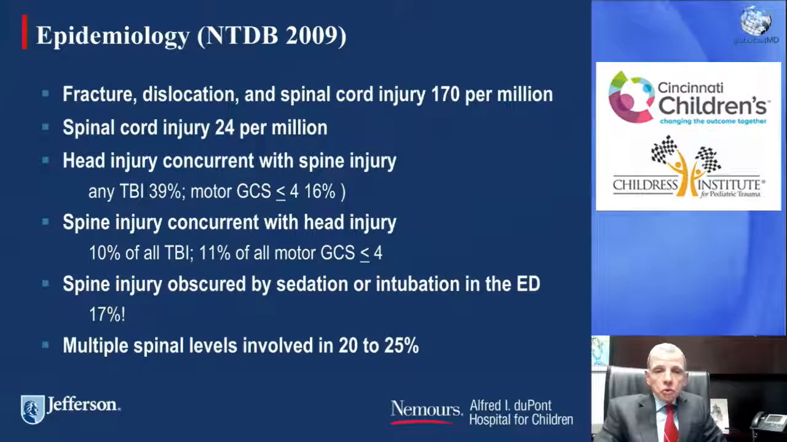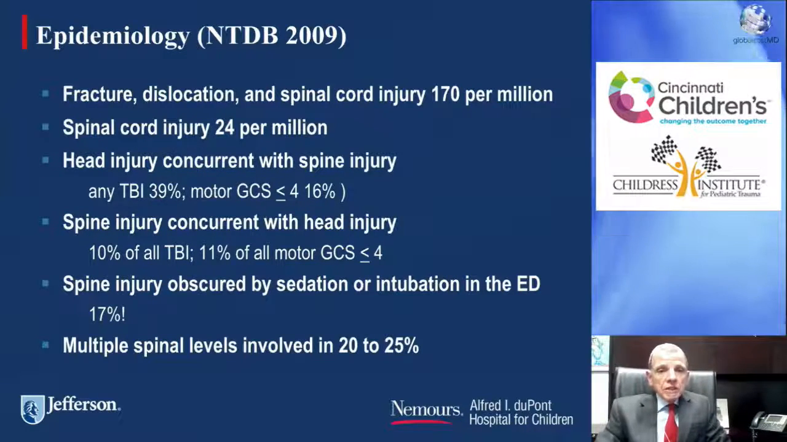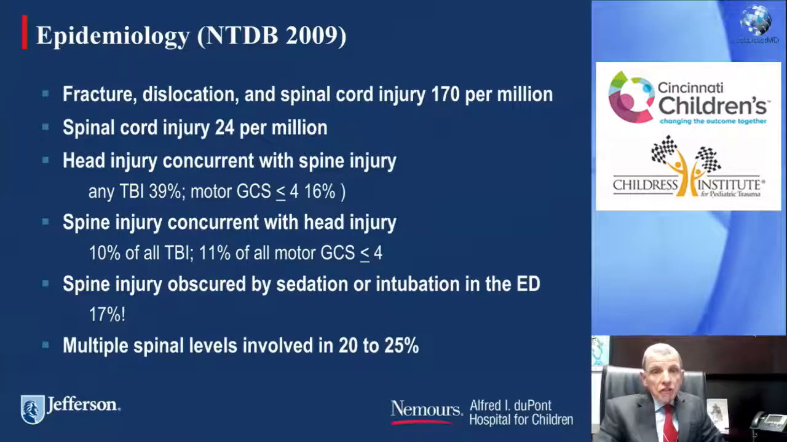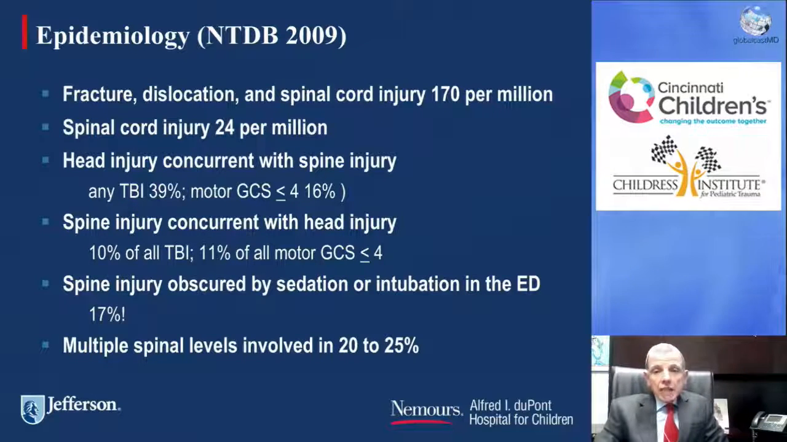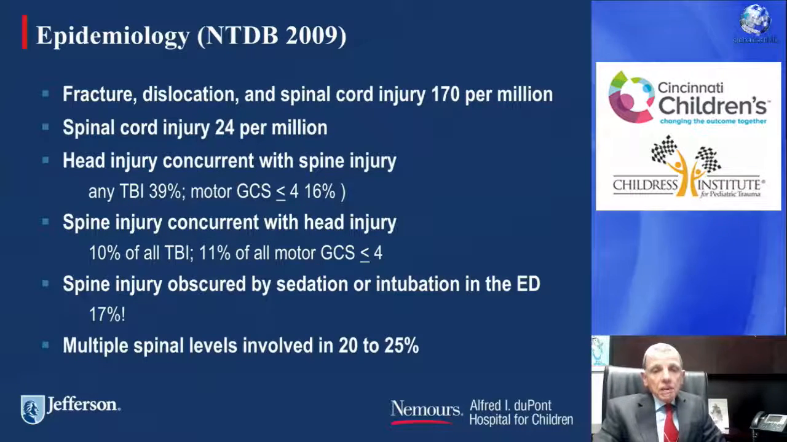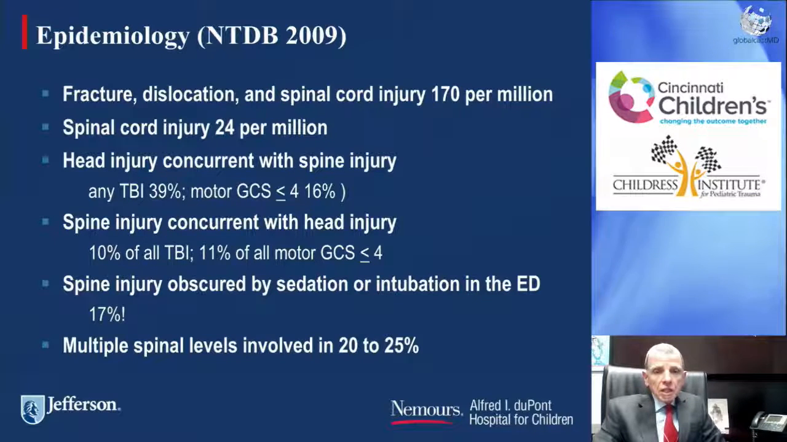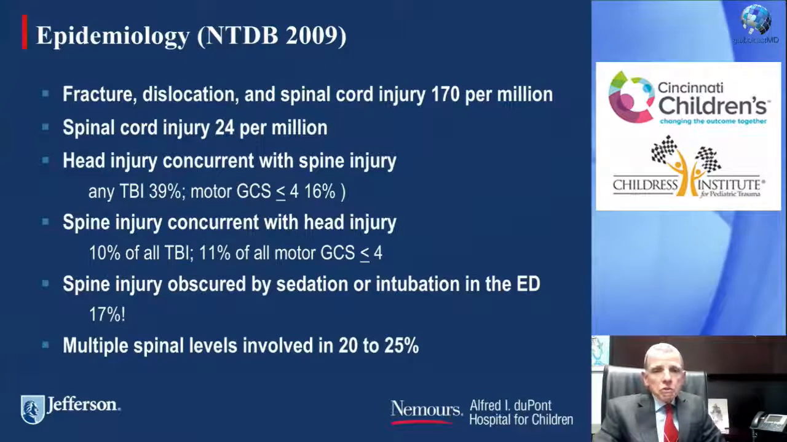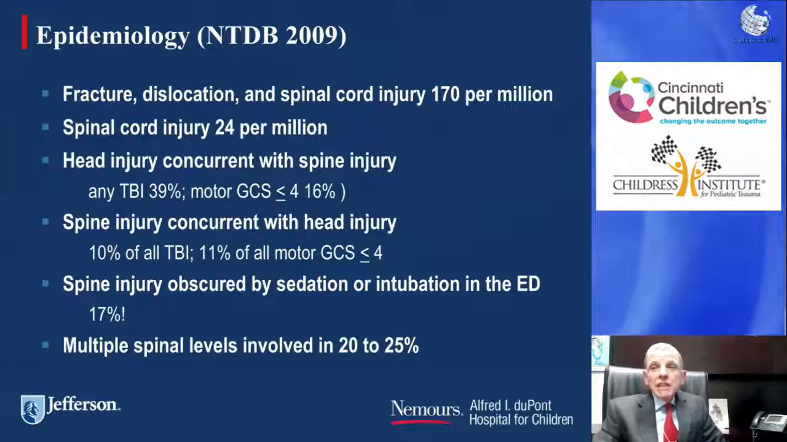The converse is true as well. About 10% of all files coded for traumatic brain injury in this data set had spine injuries, and 11% of all severe TBIs had spine injuries. That's a pretty standard observation, consistent with a lot of literature on this topic. But here's an alarming association. Among trauma patients who need sedation or intubation in the emergency department for one reason or another, 1 out of 6 has a spine injury.